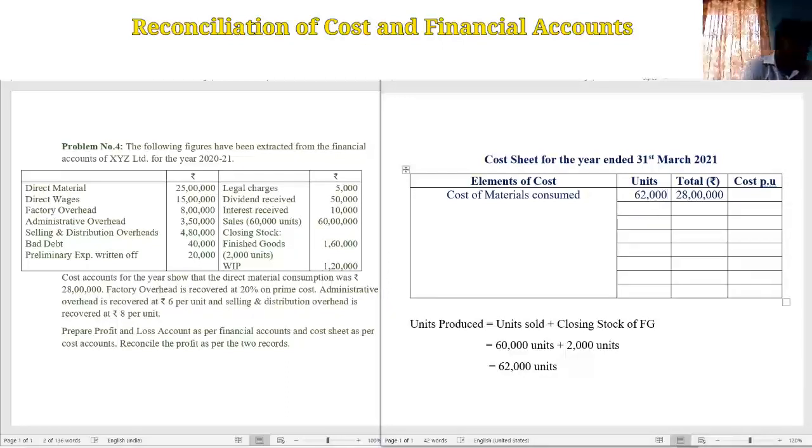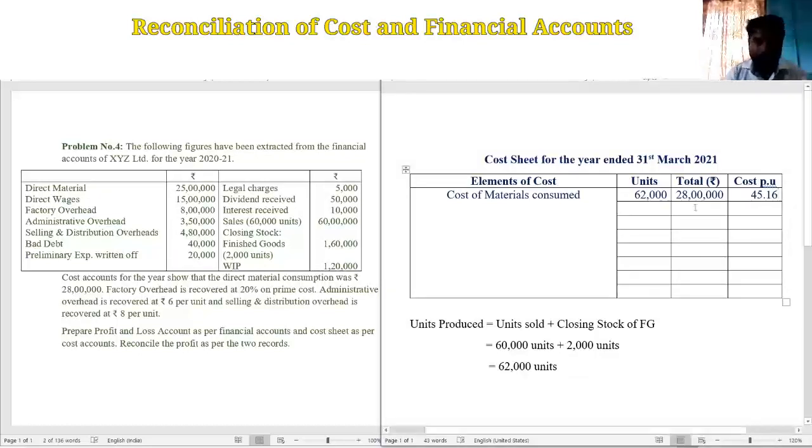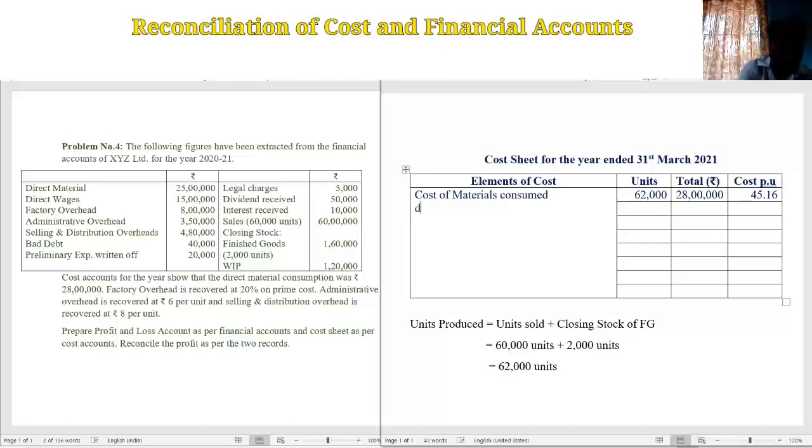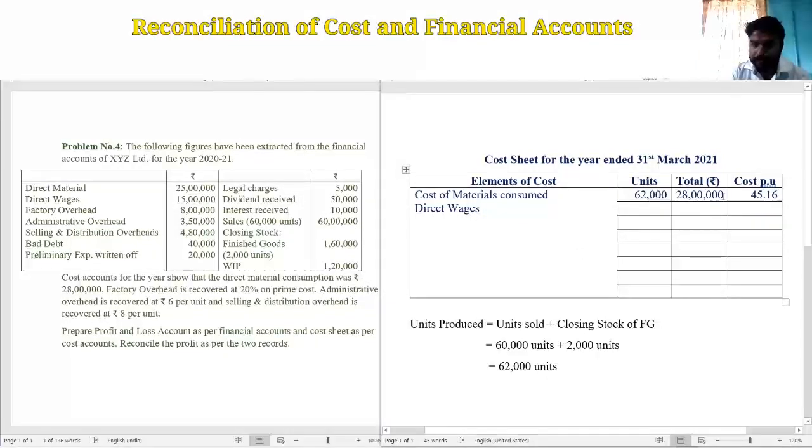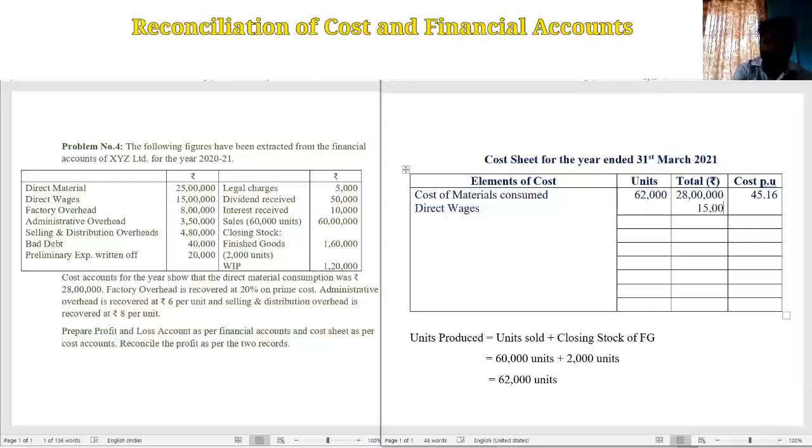So what is the cost per unit? 28 lakh divided by 62,000 is equal to 45.16. Okay, that's with regard to cost of materials consumed. Then direct wages. What's the direct wages? Direct wages is rupees 15 lakhs.